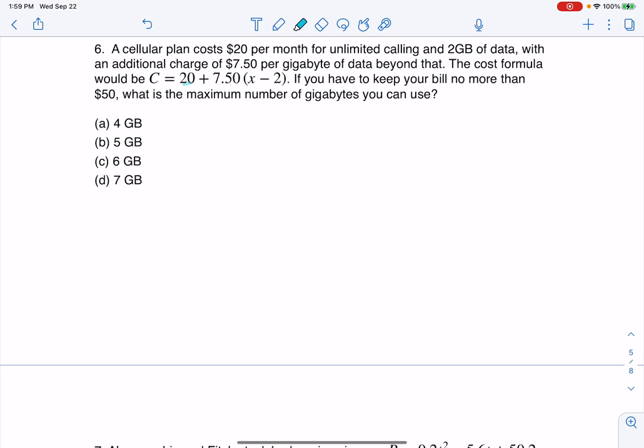And again, this is the $20 that includes your unlimited calling plus 2 gigs of data. And then you get charged $7.50 for every gig past 2. And that's why you see the x minus 2, because the first two gigs of data are included in your $20 a month plan. And then after that, you start paying $7.50.